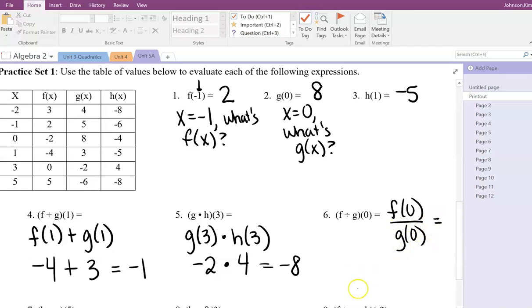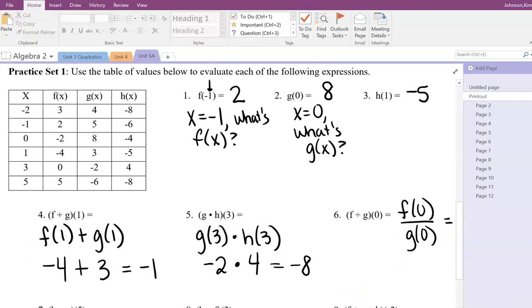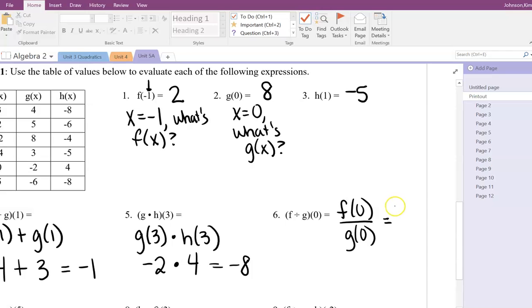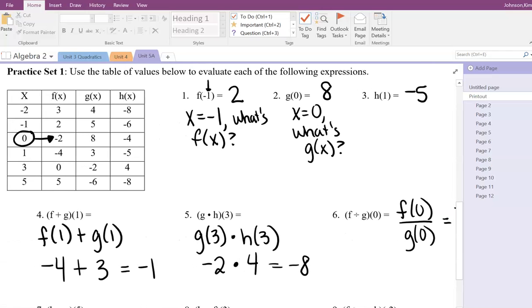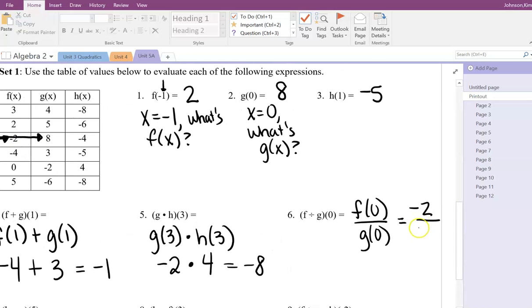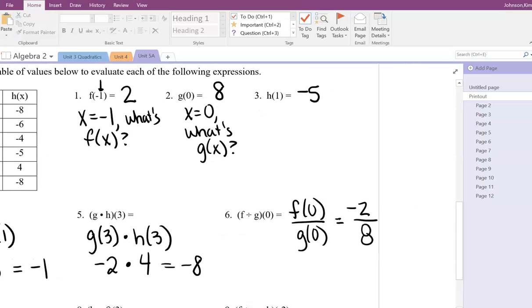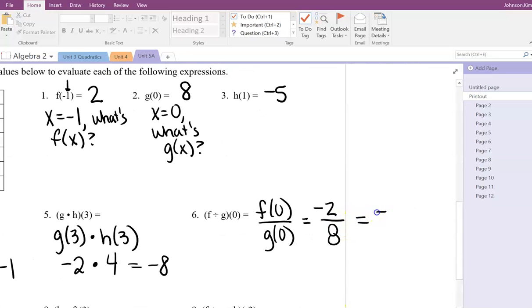Okay, again, g of 0 could be 0. The output could be 0 there, but it doesn't have to be. Okay, so I'm going to go to my table. I want to find f of 0. So go to 0. The output for f is -2. So the numerator here is -2. And then g of 0, so the output for g of x is 8. Okay, not 0. And then -2 divided by 8 is -1/4. So my answer here is -1/4.